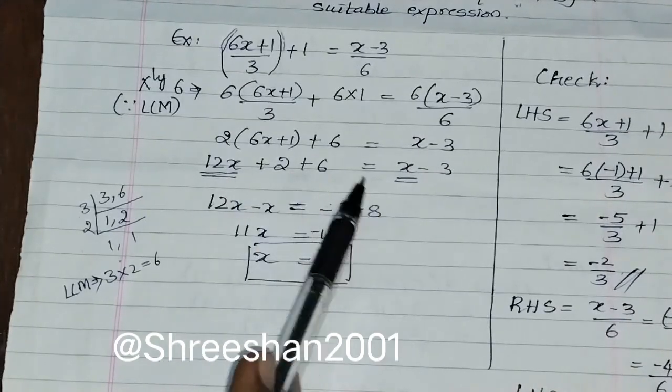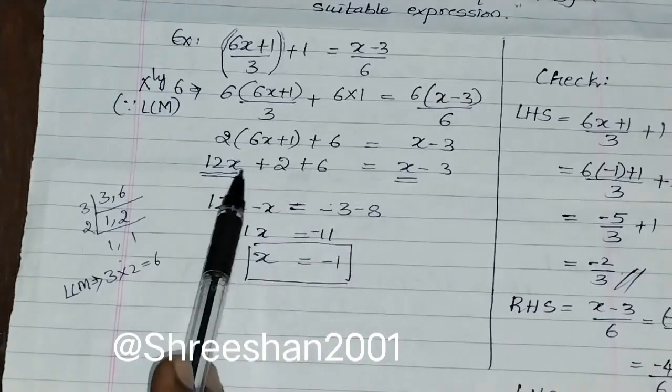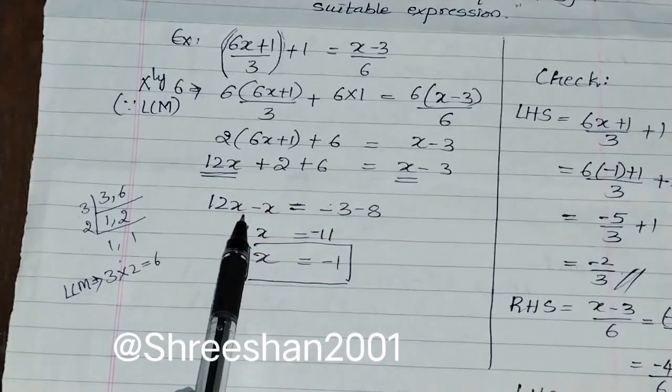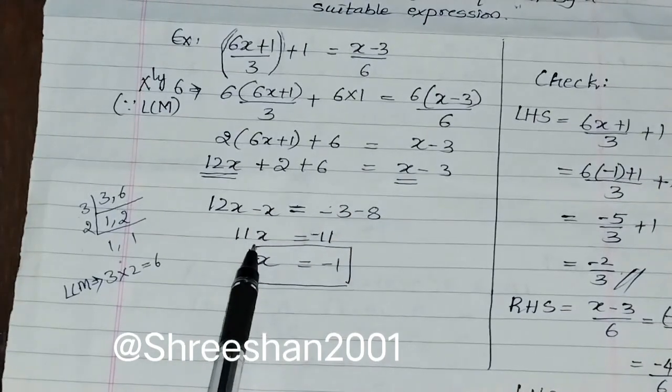So look at both the sides. You have an x term on both the sides. Alright, so 12x, here is also x. Shift that x to the other side, plus x is there. If I'm shifting it to the other side, that would be a minus x. So 12x minus x is 11x.